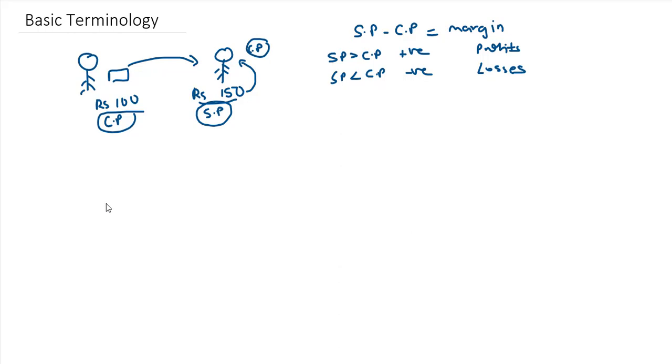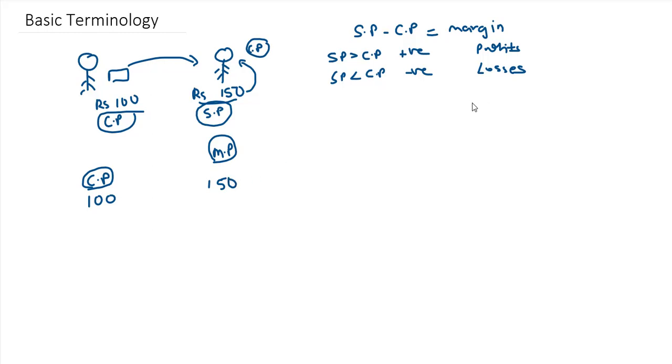Now let us understand what is the concept of markup and discounts. Suppose since you have bought this product at rupees 100, this is your cost price, and now you have not sold this product at 150, you have marked this product for sale at 150 rupees. We'll understand what is the difference between mark price and selling price later on. So this is your, let's say, mark price. You have marked this product for selling at 150 rupees.